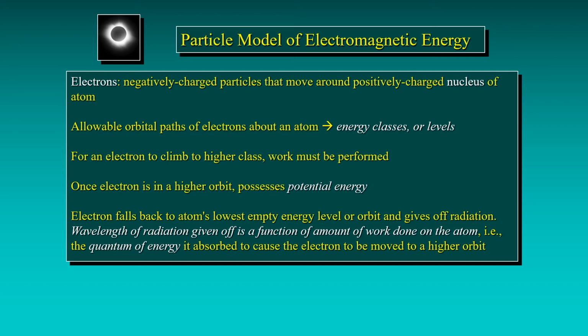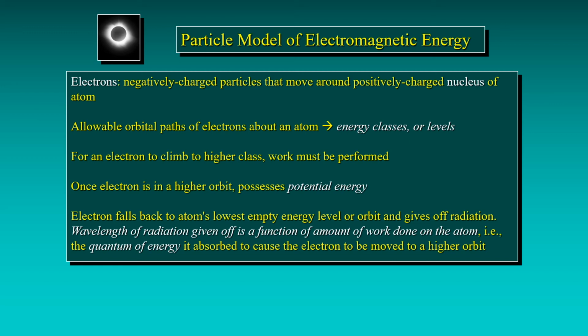We have this interaction between our positively charged nucleus and negatively charged electron, and that's what keeps the electron in orbit. Now, the orbit is not explicitly fixed, but each electron's motion is going to be restricted to a definite range from the nucleus. And we refer to the allowable orbital paths that electrons can have about an atom as energy classes or levels. In order for an electron to climb up to a higher energy level, work has to be performed in order for that to happen.